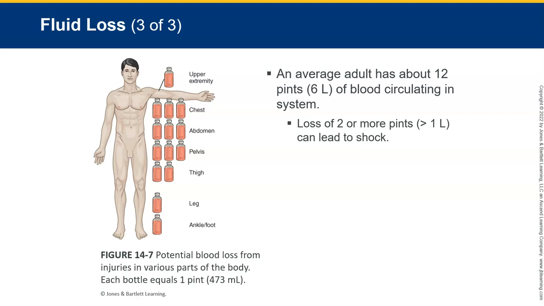So an average adult has about 12 pints or 6 liters of blood circulating in their system. So when we start talking about fluid loss, when we have 2 or more pints, or more than 1 liter of blood loss, it can produce shock. You see on here the potential blood loss from injuries in various parts of the body: the upper extremity, chest, abdomen, pelvis, all those areas.